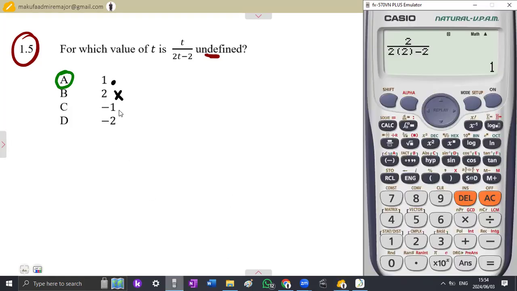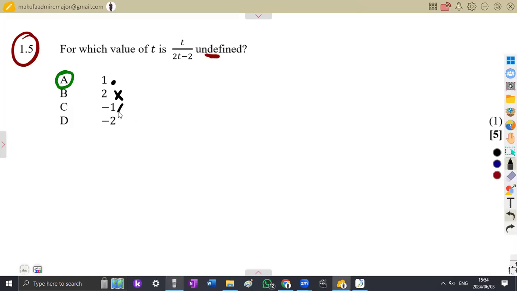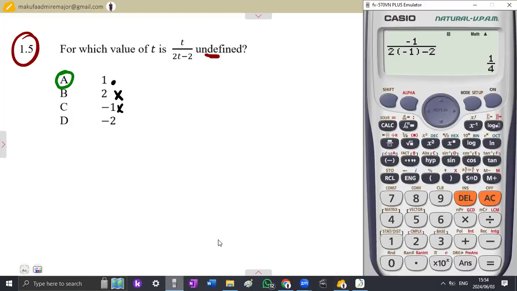So you move again, minus 1. When this t is minus 1, in place of this, you substitute a minus 1. On top again, you're going to put a minus 1. As you can see, you're going to get 1 over 4. Just to get an answer like this, it is defined. So we do not want that part. We want where it is undefined.